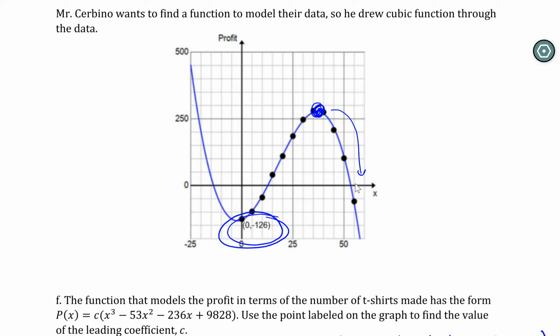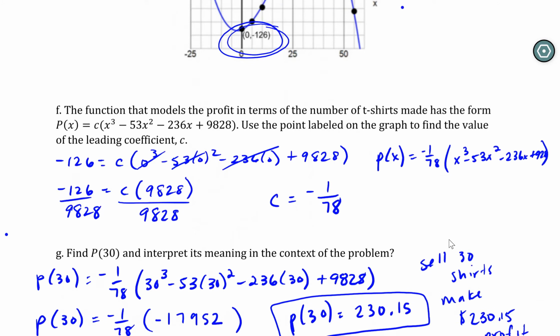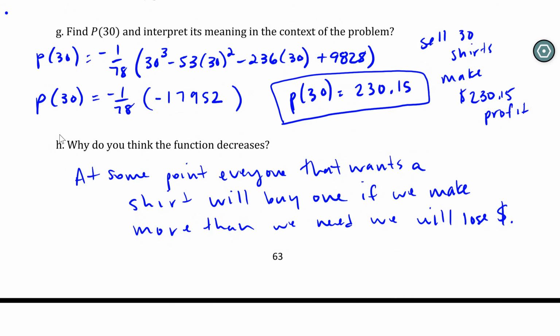If I sell more than 30 t-shirts, I'm going to wind up starting to lose money because I'm making more t-shirts than I actually can sell. So if I make 50 t-shirts, well, I might only be able to sell 30 of them, so I'm going to lose out on those 20 t-shirts that I was supposed to have sold. Which is essentially what they're asking here in part H. Why do you think the function decreases?